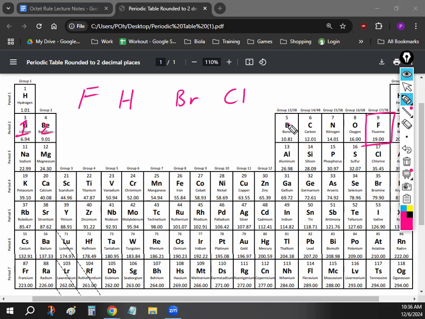So box 1, 2, 3, 4, 5, 6, 7. So F is going to have 7 dots around it, 7 valence electrons, and that's how you draw the Lewis structure for F. Okay, pretty simple.